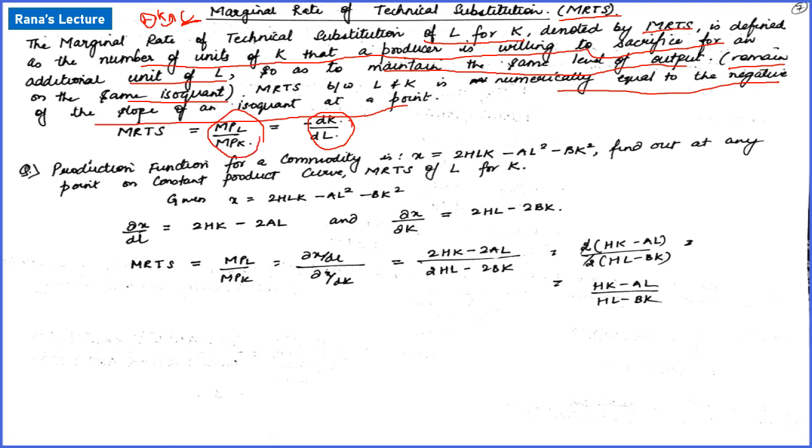Look at the question. Production function for a commodity X is equal to 2HLK minus AL square minus BK square. You have to find out, at any point on the constant product curve, the MRTS of L for K. Okay, this is the production function.